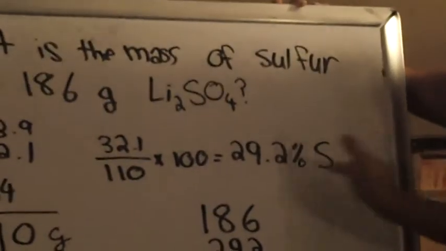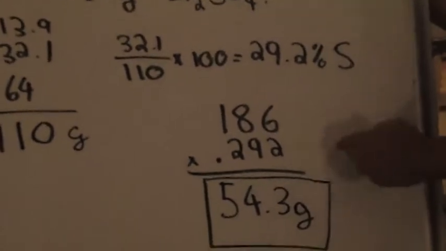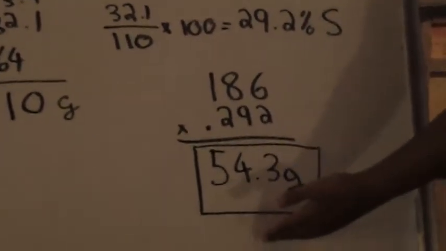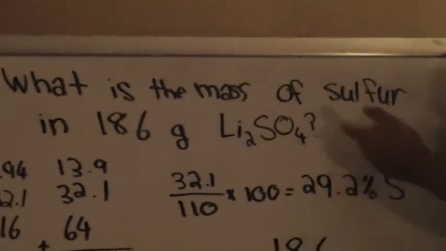So what you would do next is you would take the 186 grams and you would multiply it by 0.292, and you would get 54.3 grams. This means that there are 54.3 grams of sulfur in 186 grams of this compound.